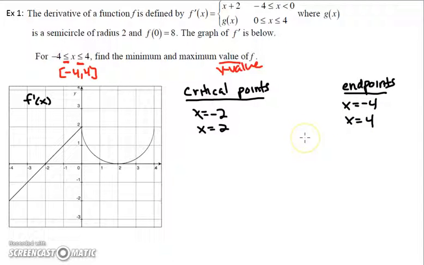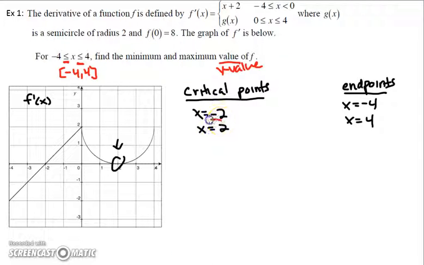Now we're going to need to make an xy chart, and we're going to need to find the y values of the critical points and endpoints, except we can be smart here. We only want maxes and mins. We don't really care about saddle points. So if we look at this critical point right here, our derivative went from positive values to positive values. So this at x equals 2 is not a maximum, nor is it going to be a minimum.